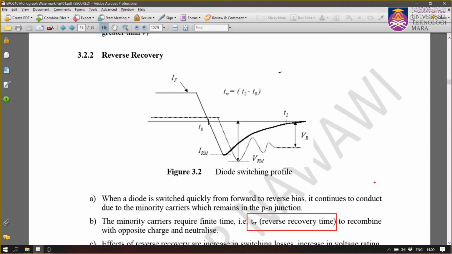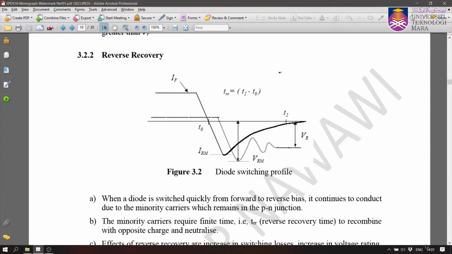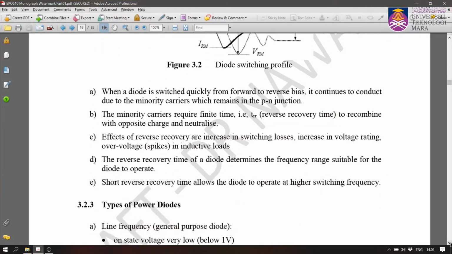So this TRR also determines the range of frequency that the diode will be operating. Normally, if you want to apply the diode in a high frequency system, the TRR should be small enough to cover that. Alright, now types of diode.